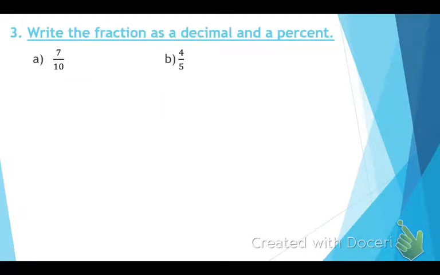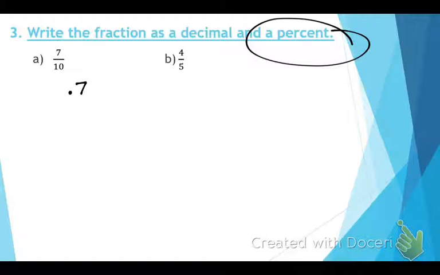Number 3 asks us to write the fraction as a decimal and a percent. So when it comes time for your quiz, just look carefully at what the instructions are asking you to do. Does anybody remember how to turn 7/10 into a decimal? What do I do, Halen? You divide 7 by 10. You do. What is 7 divided by 10, Halen? 0.7. Very good.